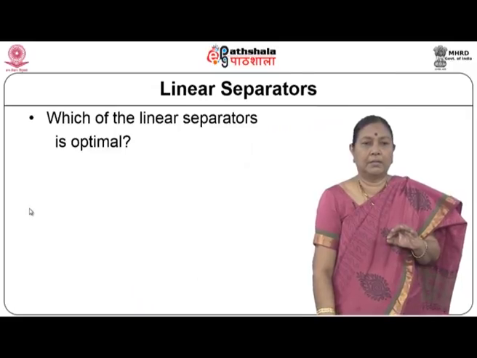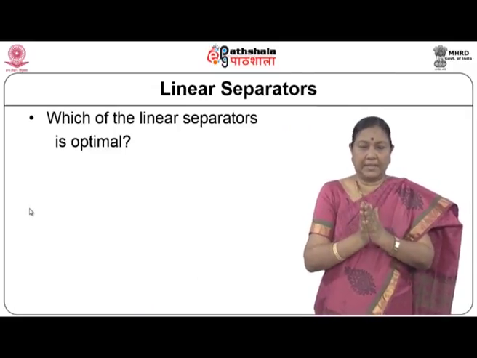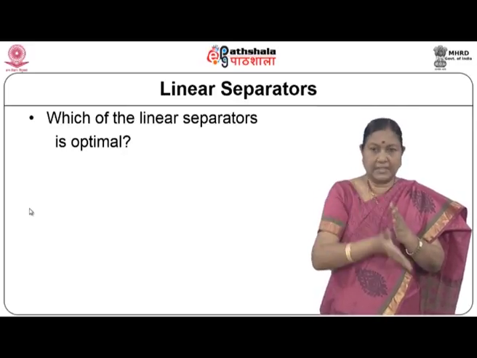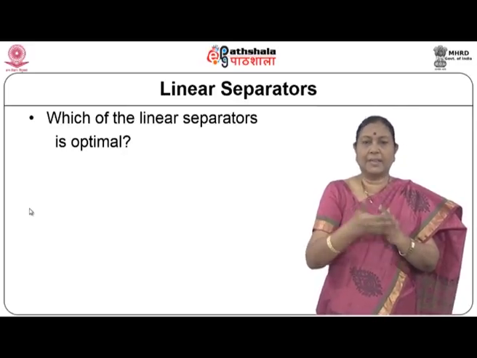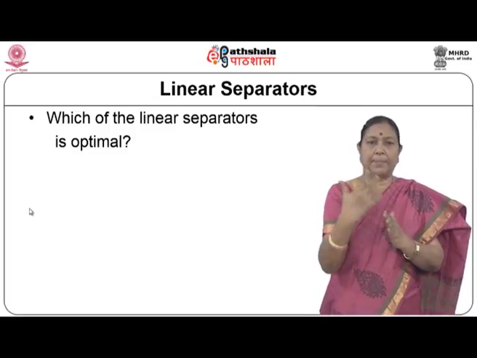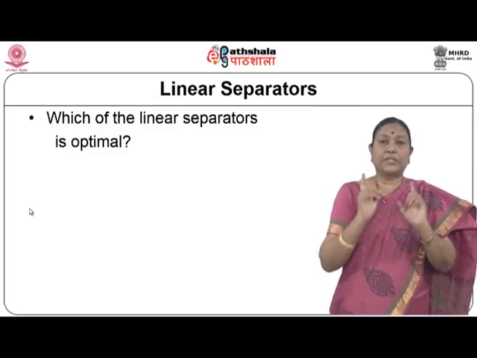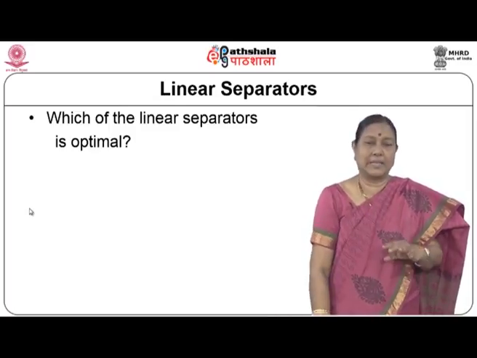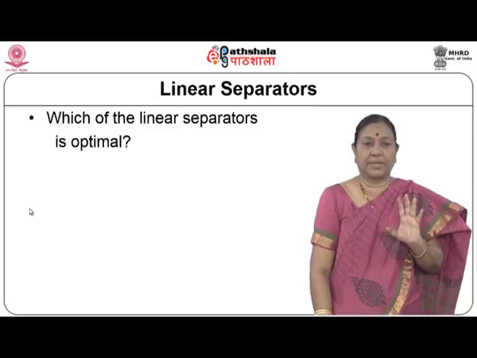Now, why is it called a linear separator? It is a separation that is represented by a linear line, a linear plane, or a linear hyperplane, depending upon the number of dimensions you have. So, which of these linear separators is the optimal separator between the two classes? That is the crux of the support vector machine.